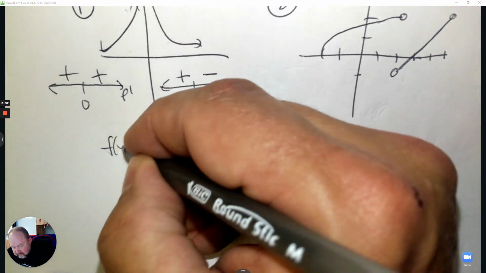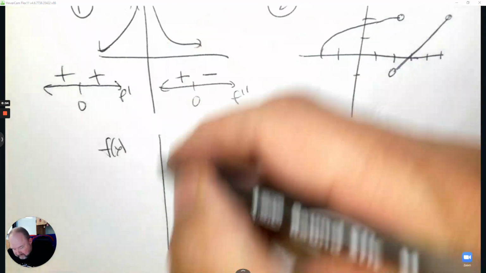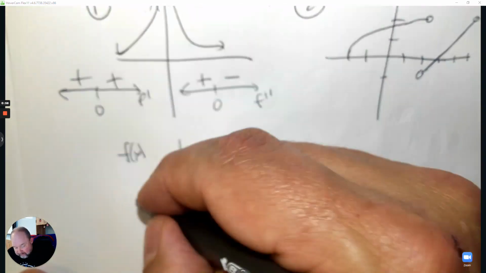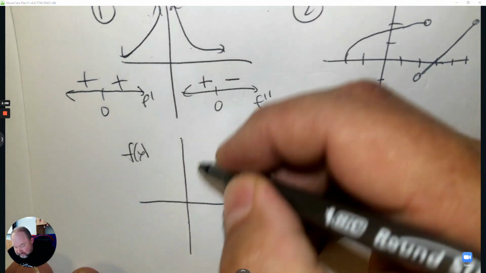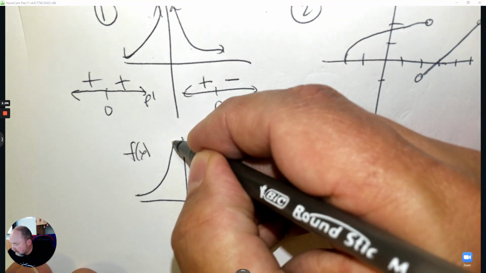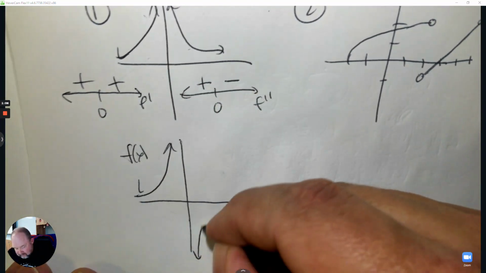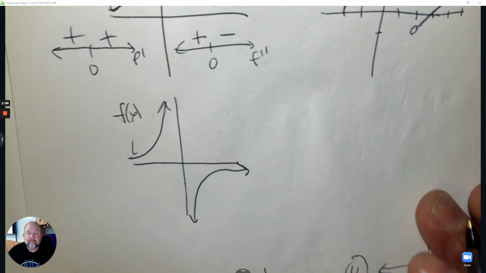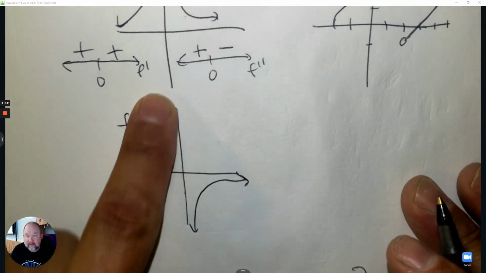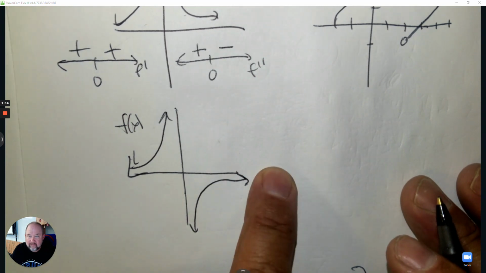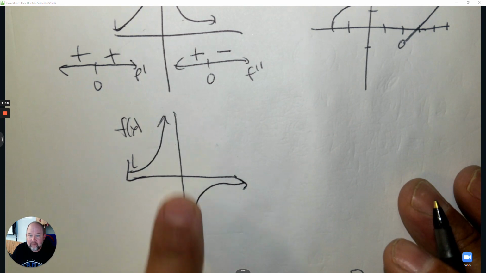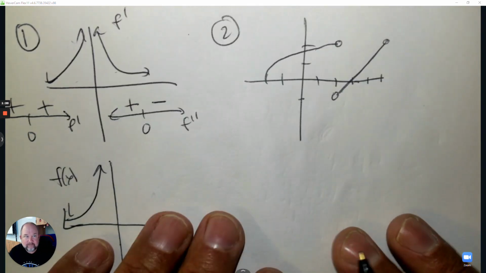So this is what the function could look like. And then in the middle, we have an asymptote. So we know that there's an asymptote there, and it's concave up, and then concave down. So this is increasing, this is increasing, this is concave up, this is concave down, and there's an asymptote. Let's try the next one.